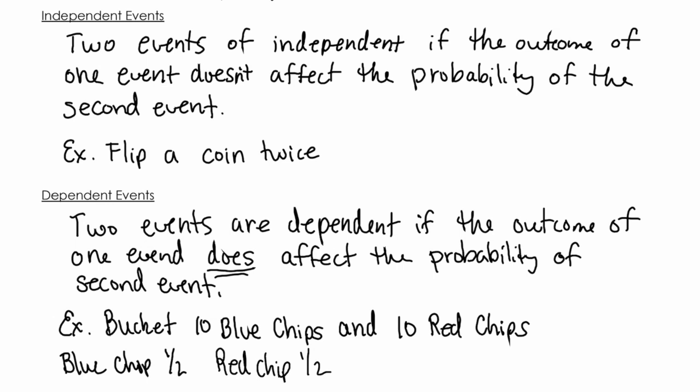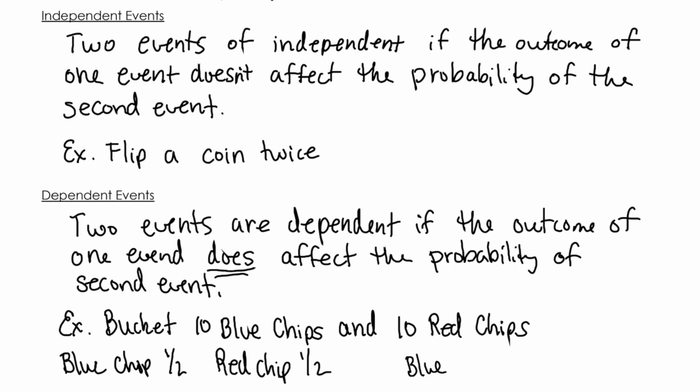Now, let's say I reach in that bucket and I pull out a blue chip. So that probability is 1/2. I pull out a blue chip. So now what's left in there, in the bucket, is 19 chips, 9 blue, and 10 red. So now if I go in and try to reach in and pick another chip, the probability has now changed, depending on whether I get a blue or a red chip.